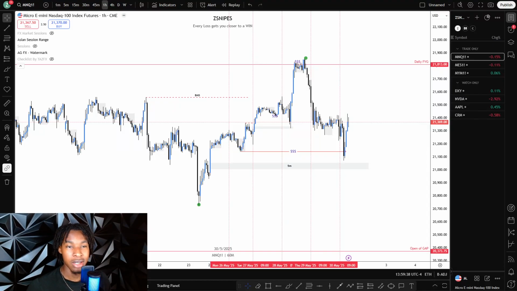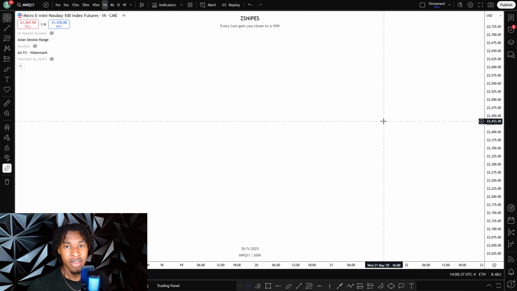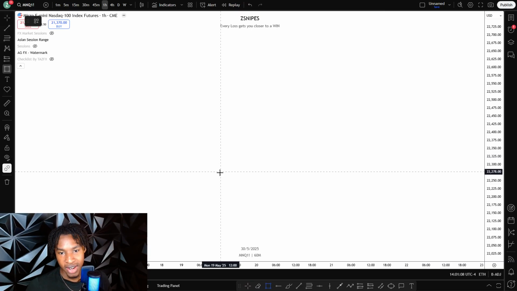In this video, we're going to be talking about fair value gaps. I'm going to explain to you guys what a fair value gap is and just show you what they look like and how to use them when you're trading. Fair value gaps are a lot simpler than people make them seem. A fair value gap is basically this, guys.